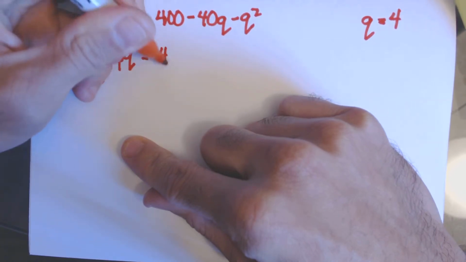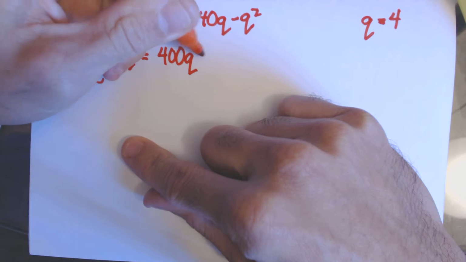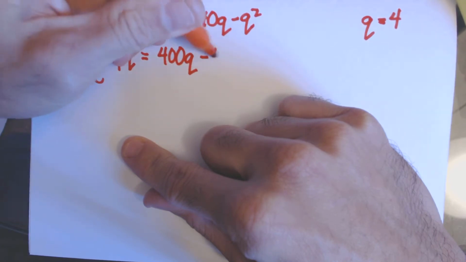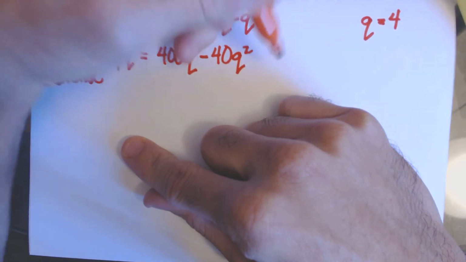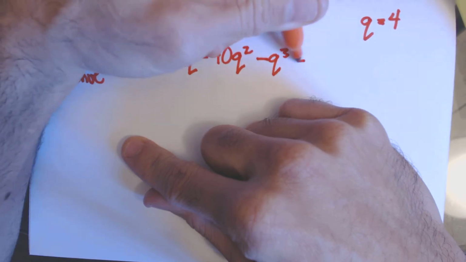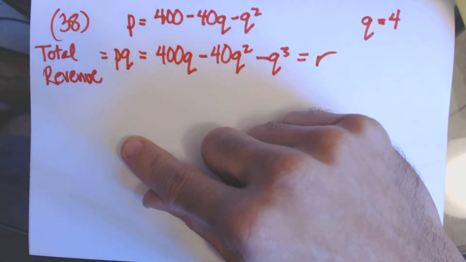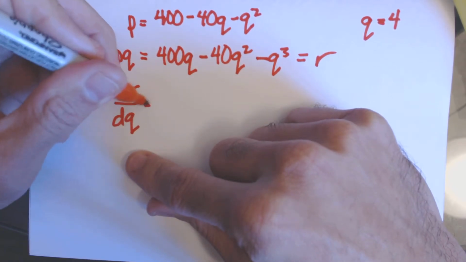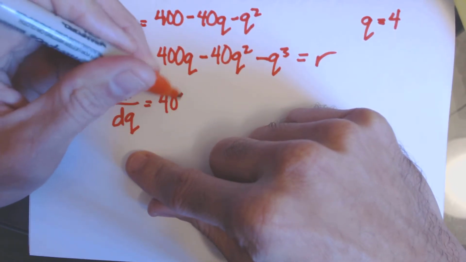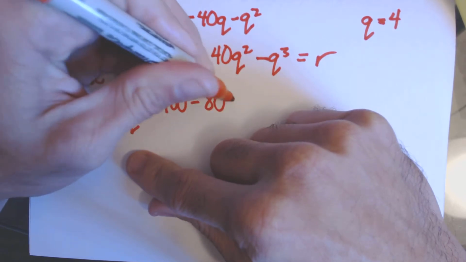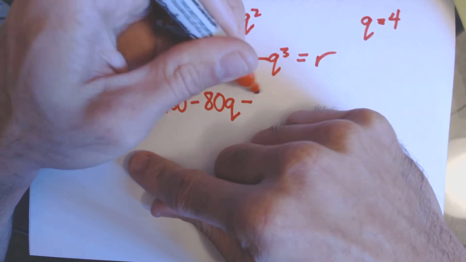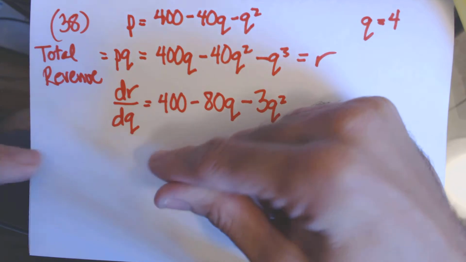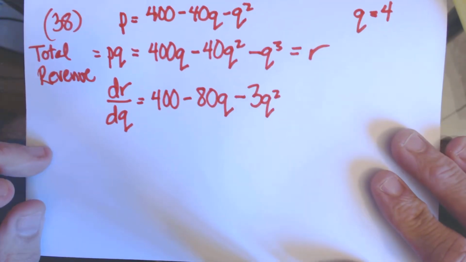So it's going to be 400Q minus 40Q squared minus Q cubed, and that's going to be our revenue function. So our marginal revenue, dR/dQ, is going to be 400 minus 80Q minus 3Q squared. That's going to be our marginal revenue.